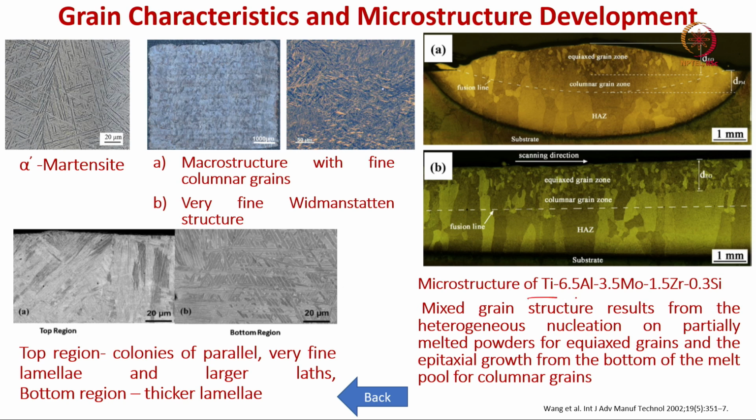This is a different type of alloy. This is titanium, 6.5 aluminum, 3.5 moly, 1.5 zirconium and 0.3 silicon. Remember, for those who are non-material scientists or non-metallurgists, an alloy is essentially a mixture of two or multiple metals in a specific ratio. The advantage of alloys is that you can achieve quite different microstructures and perhaps better material properties compared to single component metals.